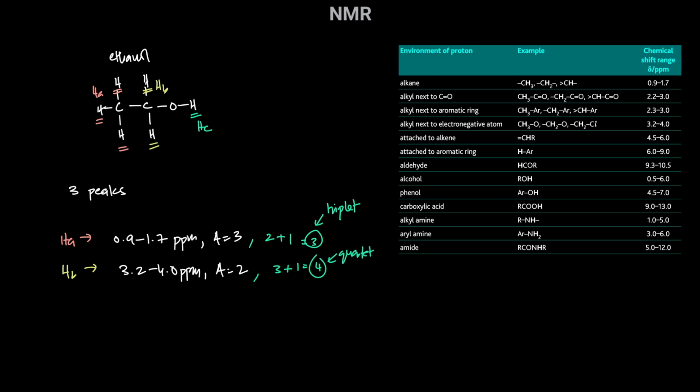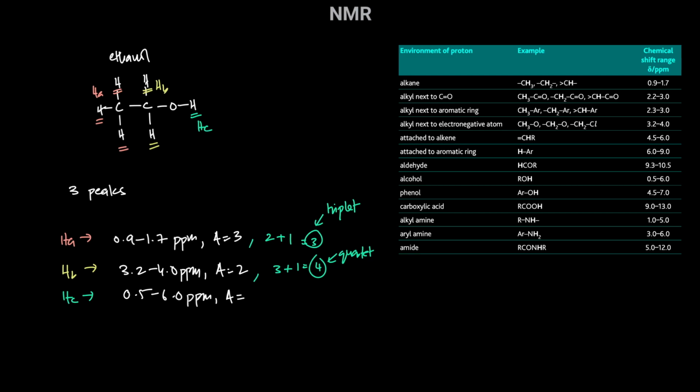Okay, and then lastly we have HC. Right now, HC is just a hydrogen bonded to an oxygen. Right, that's an alcohol proton. Shifts in the range 0.5 to 6 parts per million.